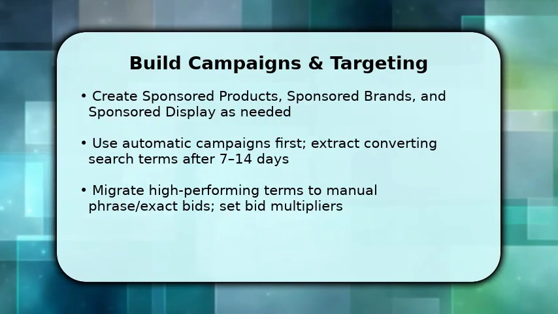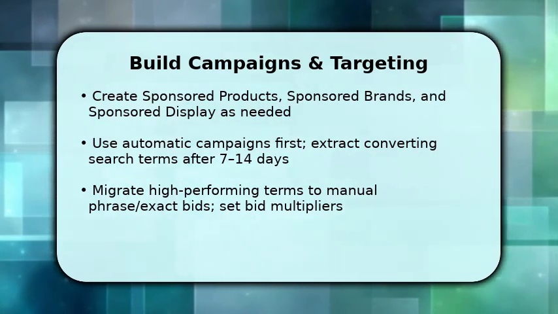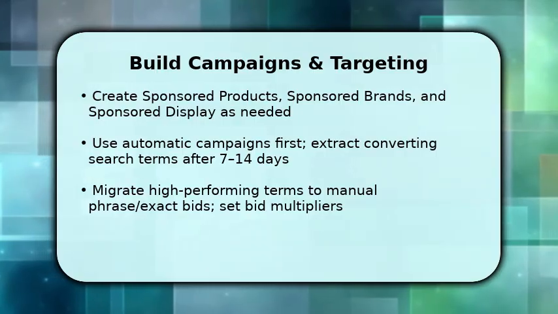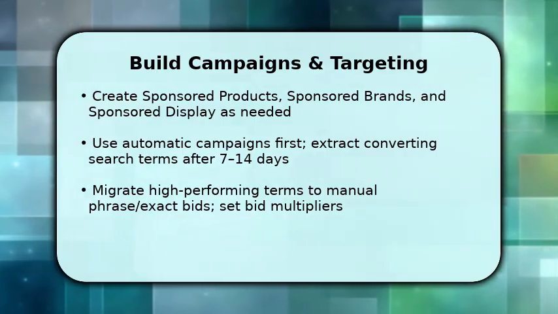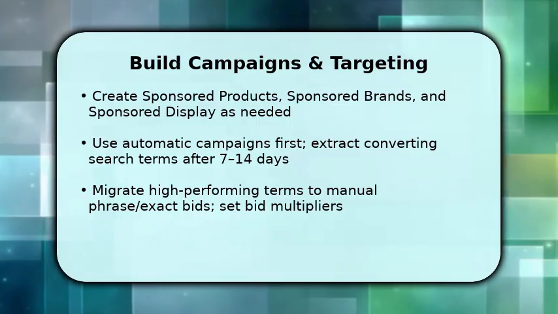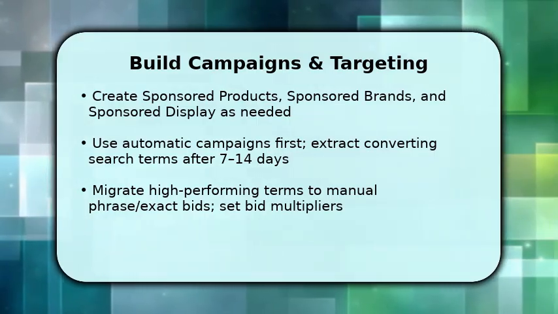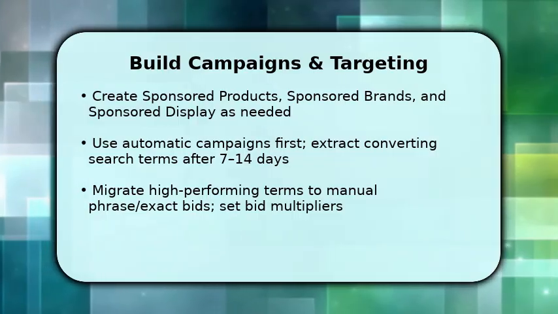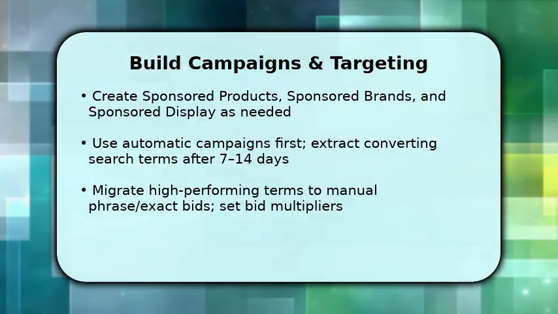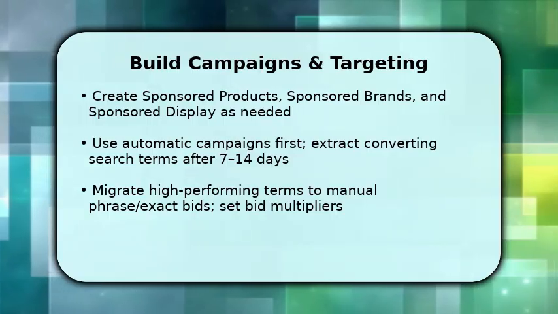You now construct the campaign architecture. Start parallel sponsored products for conversions, sponsored brands for brand visibility, and sponsored display for retargeting. Begin with automatic targeting to harvest search term data. Run it for 7 to 14 days to get statistically useful queries.